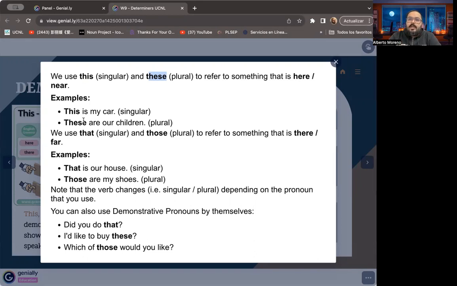Ahora, para cuando queramos hablar de algo que está lejos de mí o de la persona que habla, vamos a utilizar that para singular cuando es un objeto y those para cuando es más de un objeto, es decir, en plural. ¿Okay? Lo mismo, si el pronombre está en singular, el verbo tiene que estar en singular. Si el pronombre está en plural, el verbo tiene que estar en plural. ¿Okay?